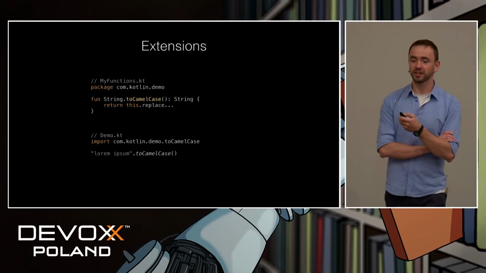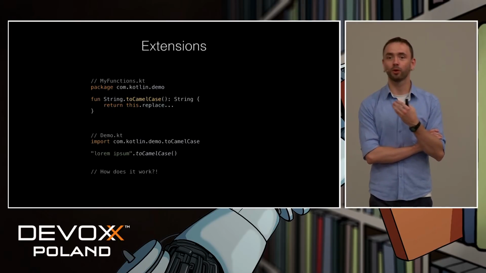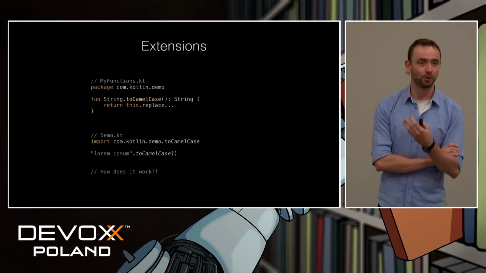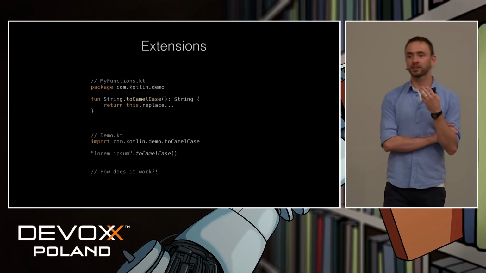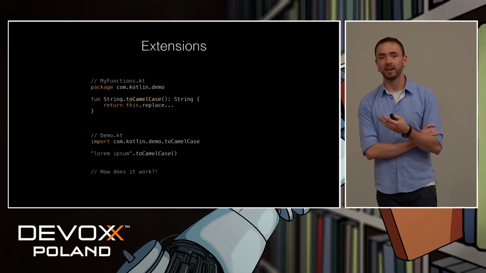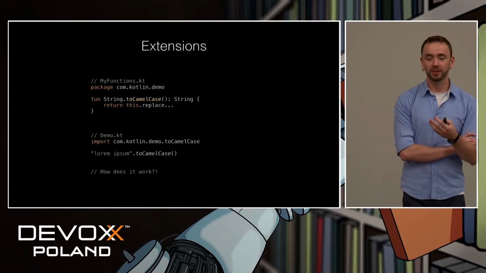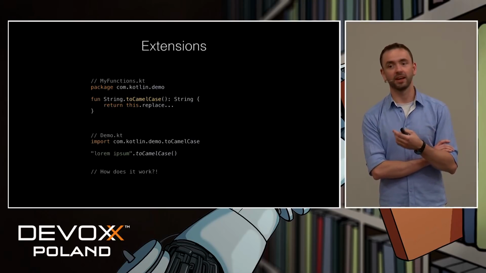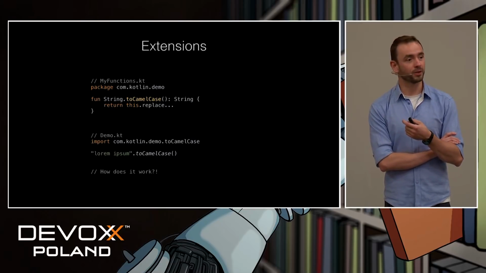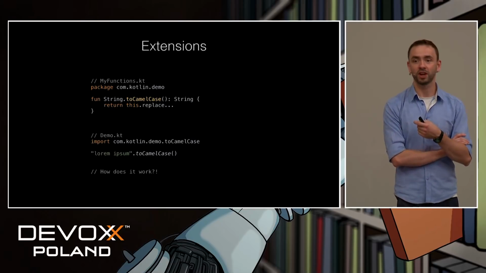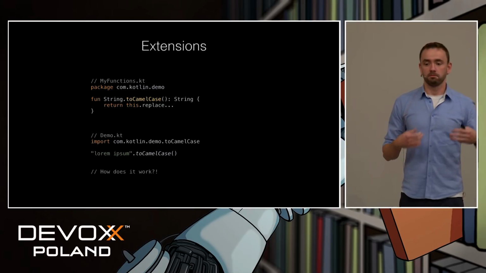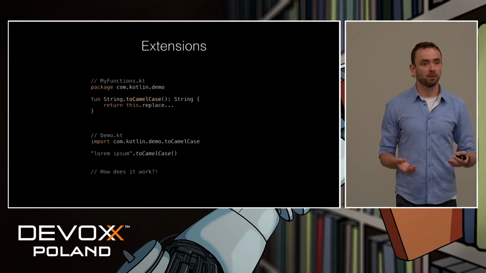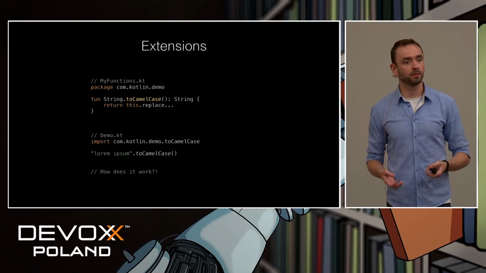And I see your faces. How can this even work, yeah? The string is final. We shouldn't be able to do this. And the answer is quite brilliant, in my opinion, because under the hood, this will actually create a class and a static method in it, just like we would do it in Java. So only the syntax is more convenient for us. But under the hood, this works exactly the same.